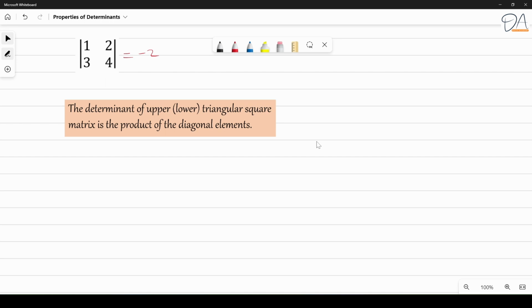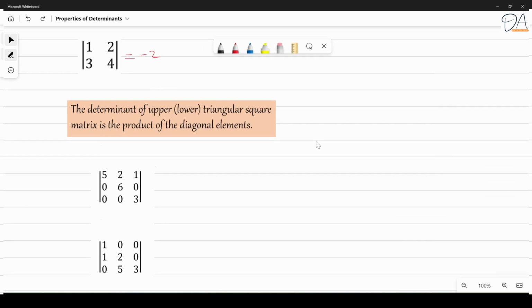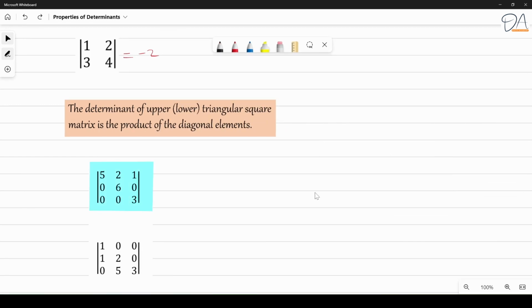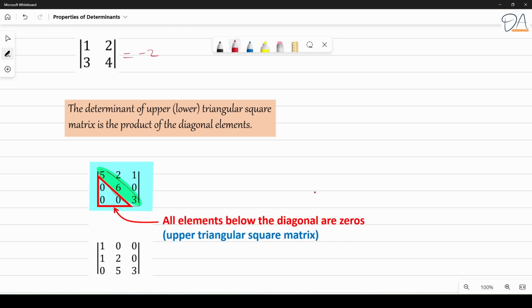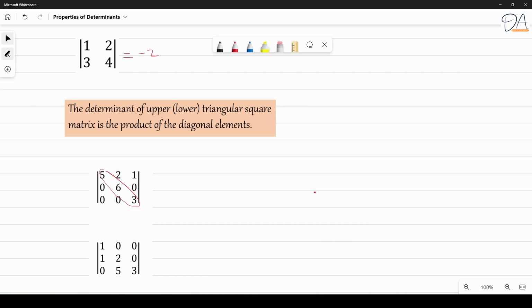Next, the determinant of an upper or a lower triangular square matrix is the product of the diagonal elements. For example, first let's look at the first determinant. Here we notice that this is the main diagonal, and all the elements below the main diagonal are 0. So this is known as an upper triangular square matrix. According to this property, to calculate the determinant, what we have to do is multiply the elements in the diagonal. So it will be just 5 times 6 times 3. 5 times 6 is 30, times 3 gives us 90.